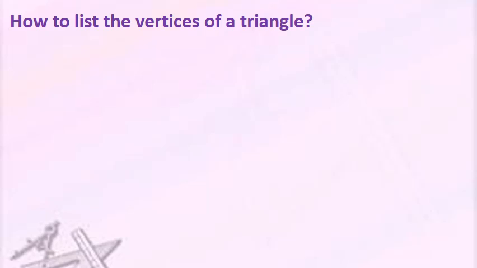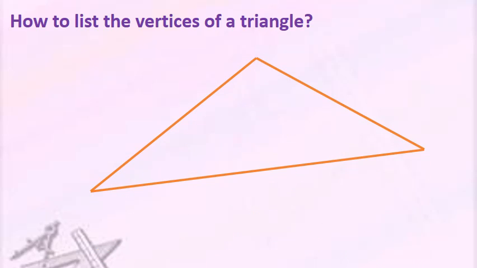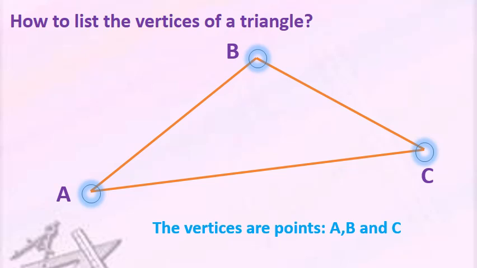Now how to list the vertices of a triangle? So this is a triangle ABC. This is the first vertex. Where the 2 sides intersect, I'm going to call it a vertex. So this side and this side meet at this point. This is point A, the first vertex. This is the second vertex, point B. And this is the third vertex, point C. So the vertices are points A, B, and C.